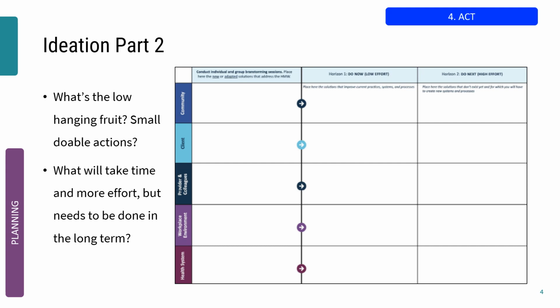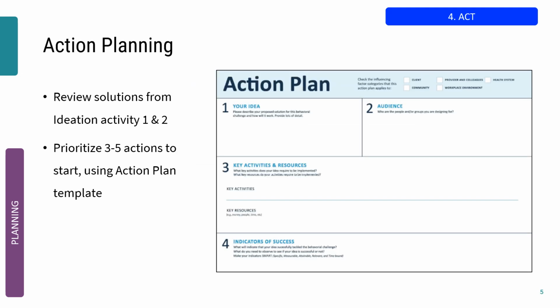On to the action planning. This is the time where we review the solutions from the ideation activity 1 and 2 and prioritize 3 to 5 actions to start using the action template. We need to be really realistic as to how many actions we can handle as a core implementation team, or if we're working with NGOs and others, how realistic is it to be able to do these actions?